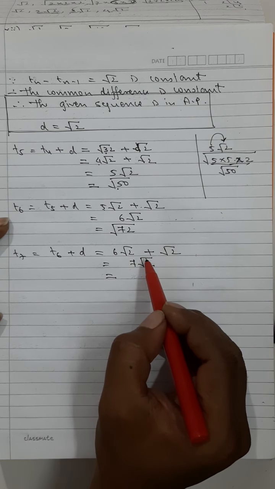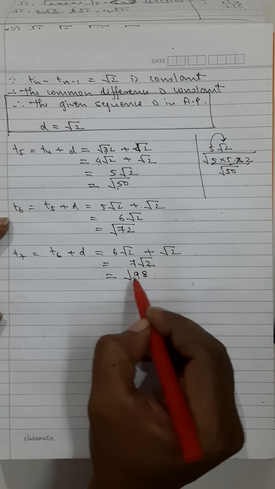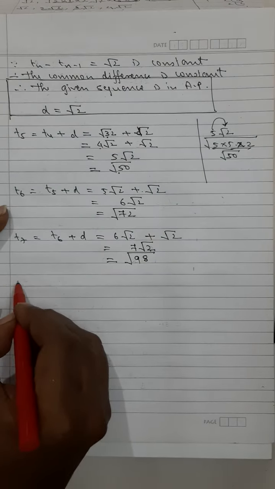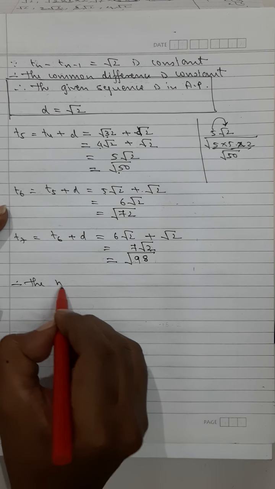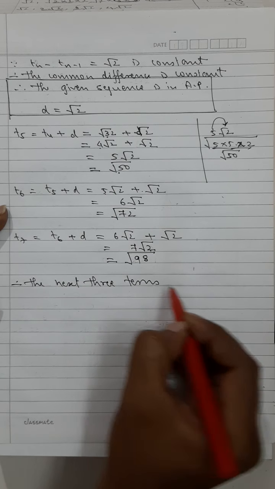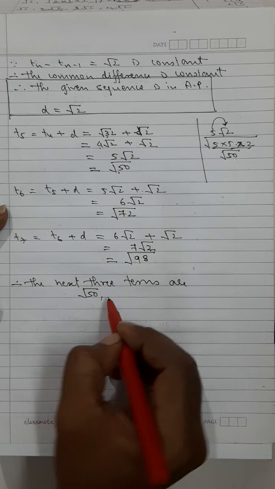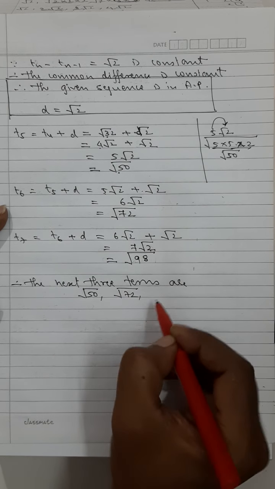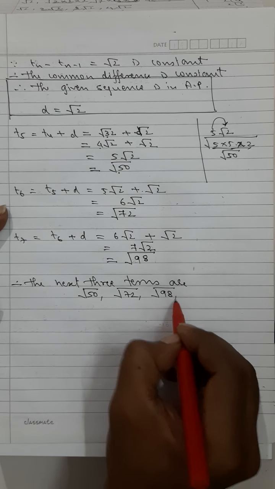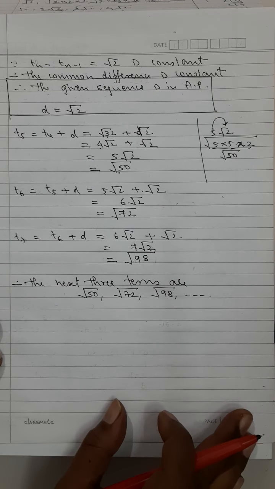7 will go inside. 7 7s are 49 into 2. 2 9s are 18, 2 4s are 8. 98 will stay inside. Therefore, the next 3 terms are root 50, root 72, root 98 and so on. Fine. So with this we have finished with question number 12 and now we proceed for question number 13.